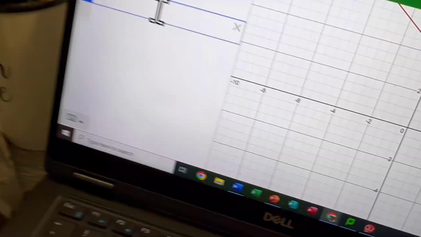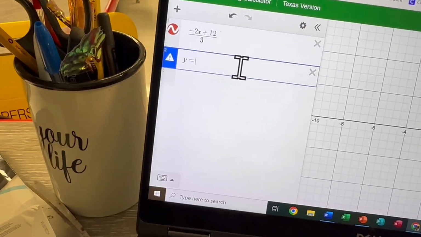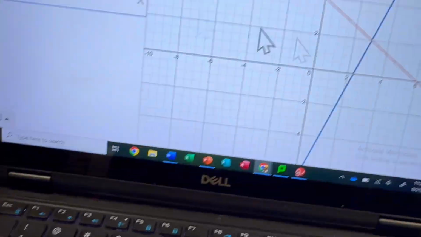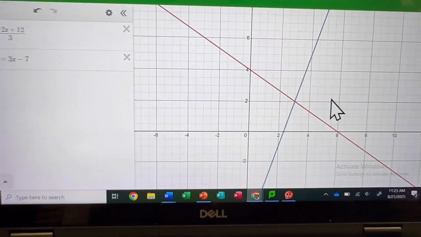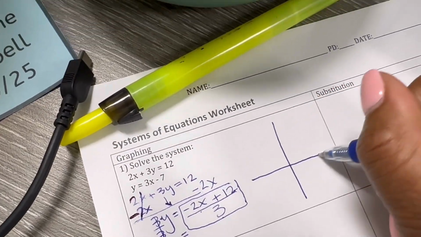Go ahead and graph the second equation. This one's just fine: y equals 3x minus 7. Double check your entry, and there you go. Go ahead and sketch these two lines in your space. For every question, make sure you sketch the graph.